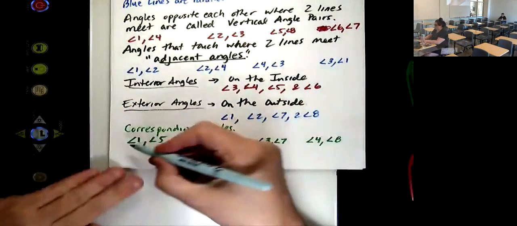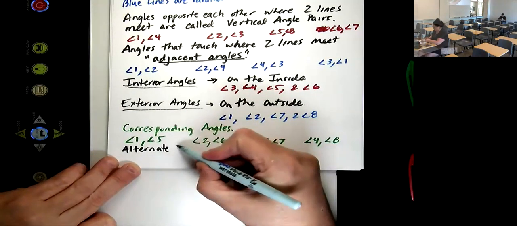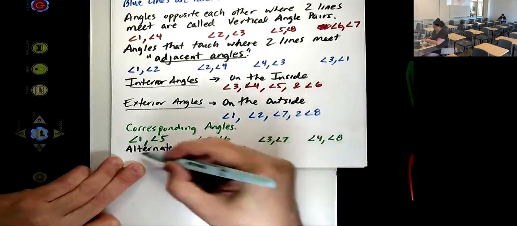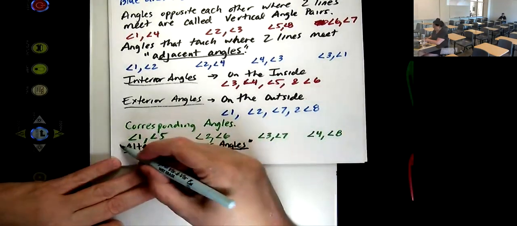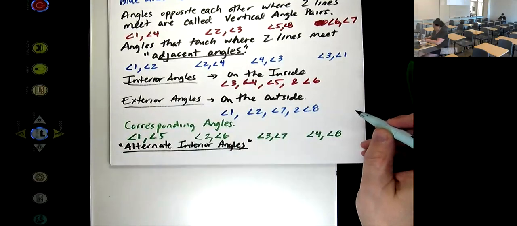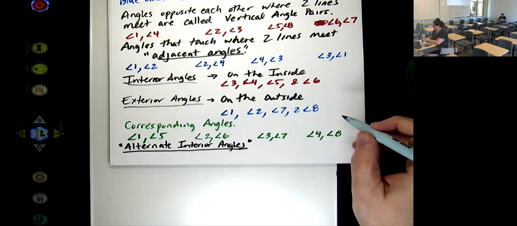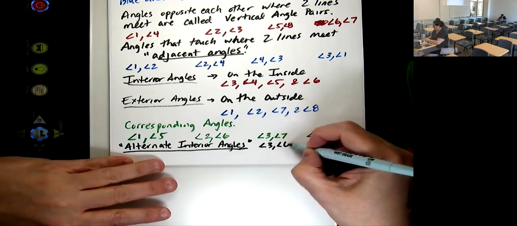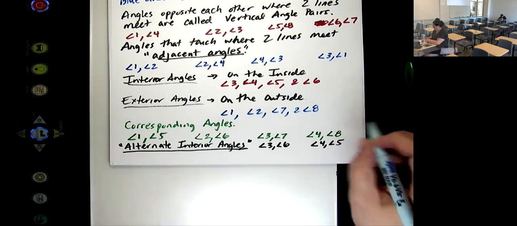Alternate interior angles. This is a word or phrase. So interior means they are on the inside, and alternate means they basically don't touch. So angles 3 and angle 6 are alternate interior angles. Angles 4 and angle 5 are alternate interior angles.